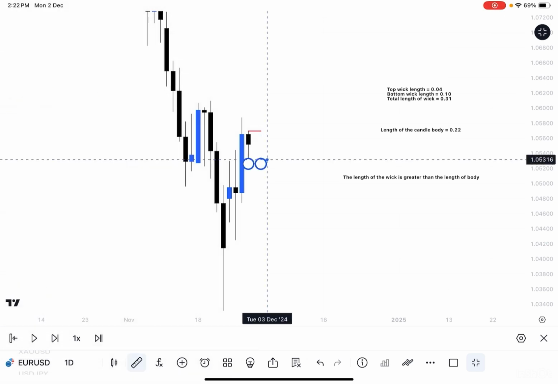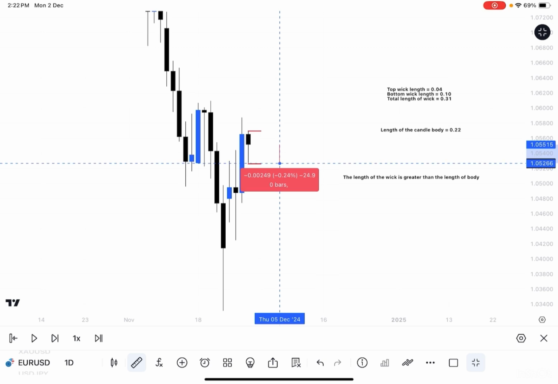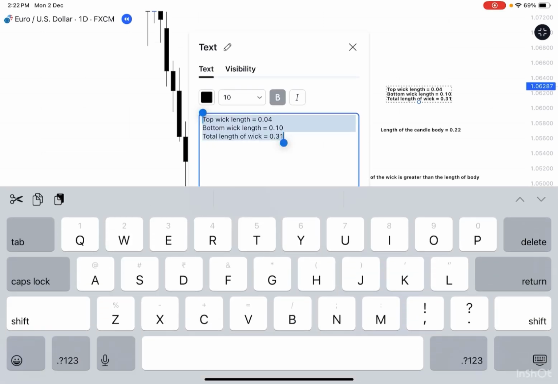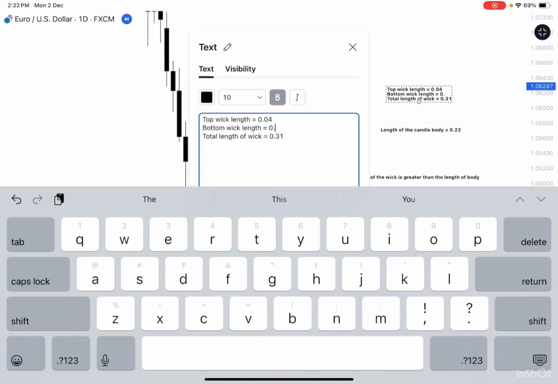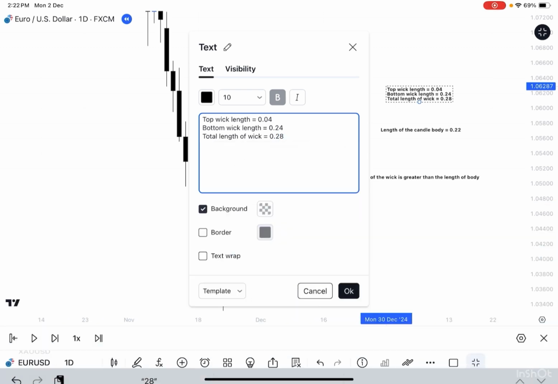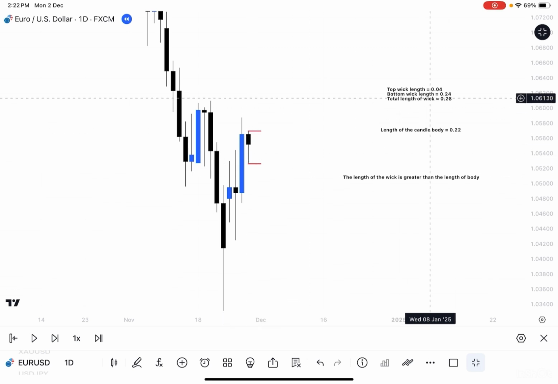And now just measure the bottom length of this wick. Same candle, we got 0.24. So the total length is 0.04 plus 0.24, which is 0.28. So here we got the total length of wick of this candle is 0.28.